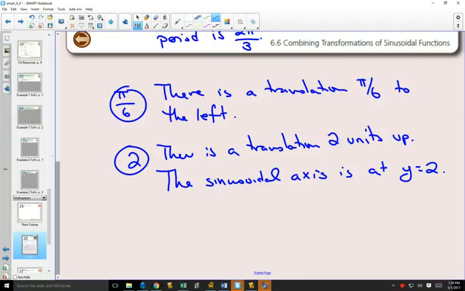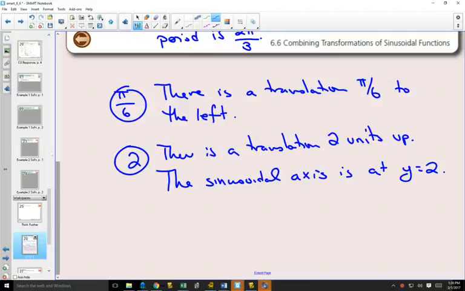So I described them from left to right just like my transformations normally. And I also described specifically what the d, the a, and the b value do. The d value is your sinusoidal axis, your a value is your amplitude, and your b value helps you find your period.